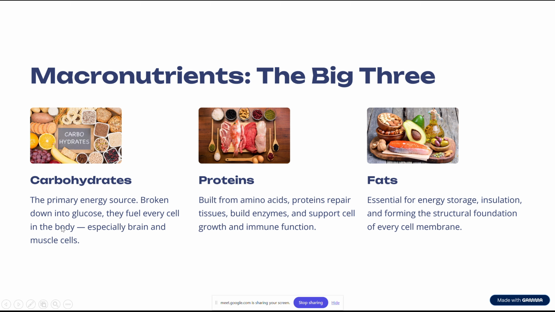Carbs are the primary source of energy, and typically they are broken down into glucose. Glucose is the end product of the digestion of carbs, and it fuels every cell in the body, especially the brain and muscle cells. So this slide is very important.